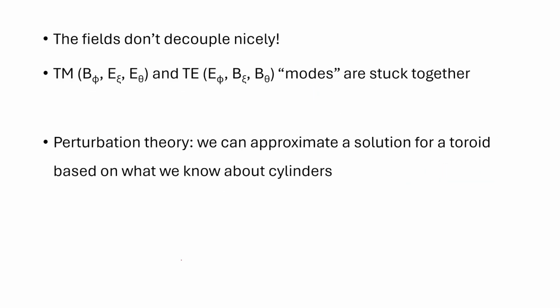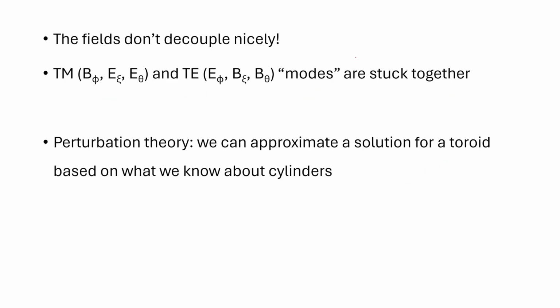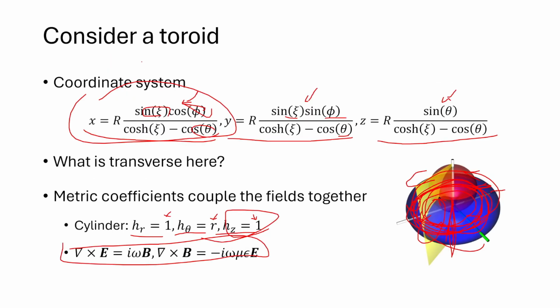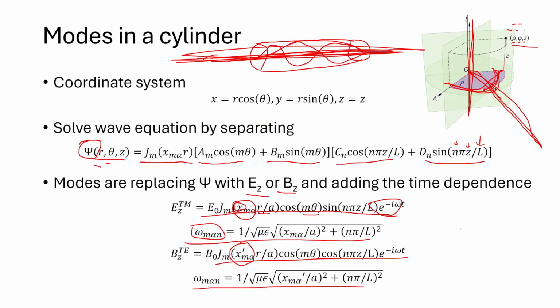But these don't. These modes end up coupled together. The way you find these metric constants, they're all going to have phi, xi, and theta in them, which means they don't separate. So the quote-unquote TM modes, if we're calling this the transverse, also have components of electric field. And if we go back, TM, right, B field 0, boundary E is 0.